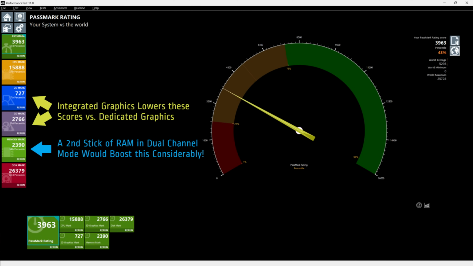The overall Passmark score for this PC is 3963, the 43rd percentile. CPU mark is 15888, the 57th percentile. 2D mark is 727, the 57th percentile. 3D mark is 2766, the 31st percentile. Memory mark is 2390, the 34th percentile. This would get better if it was in dual channel mode with a second matching stick of memory. Disk mark is 26379, the 83rd percentile.